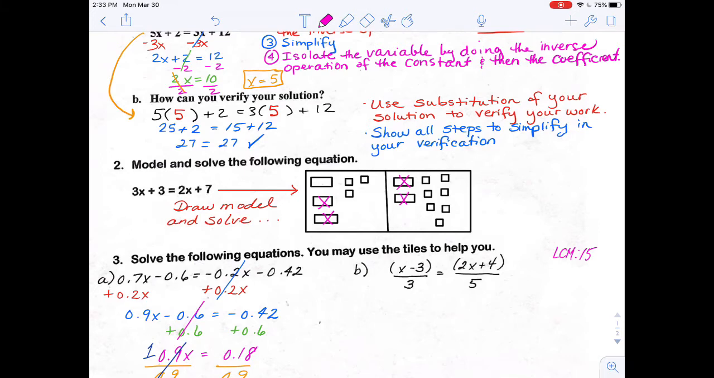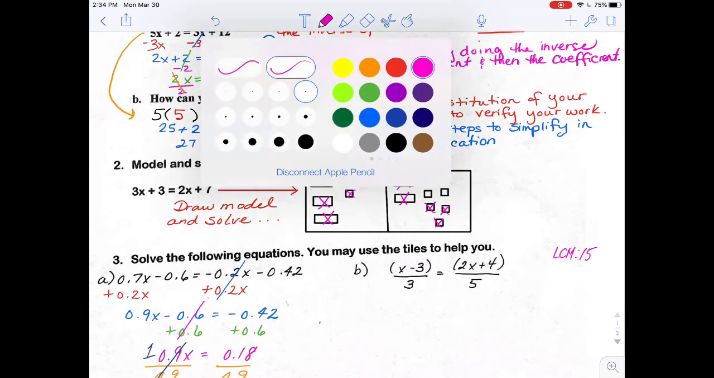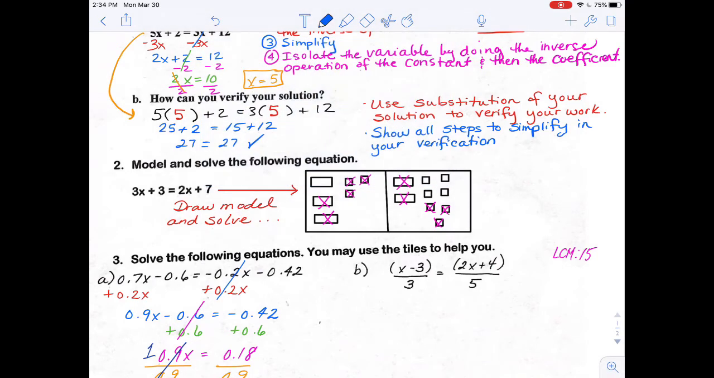And then I can go to my units. 1, 2, 3. Get rid of 3 on this side. And now when I look at my solution here, I only have 1 x left. And the units that I have left over here would be my answer. X is going to be equal to 4.